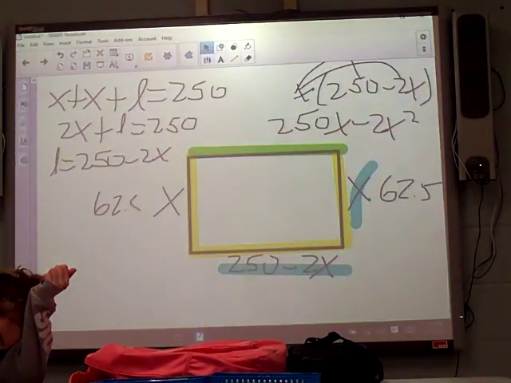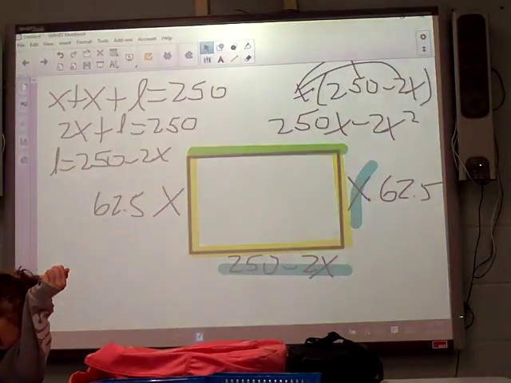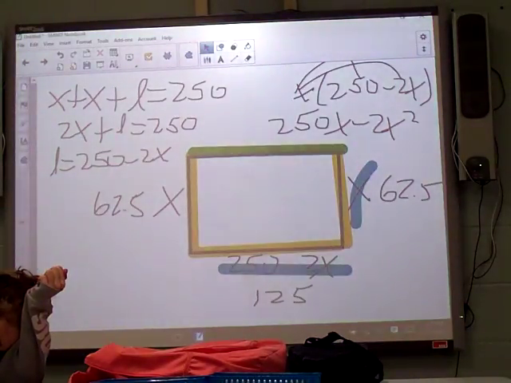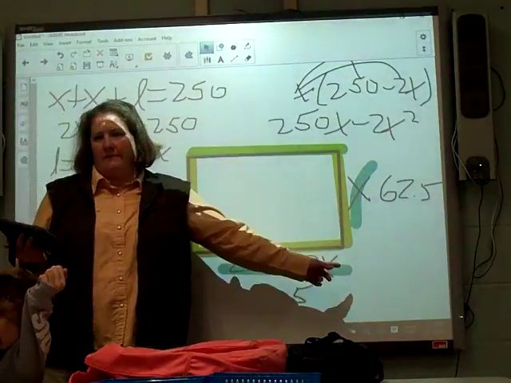Did you get it yet, Caleb? 125? Good, Rachel. Good, Caleb. So 125 feet of fence across there. So if we needed to tell him how far to measure out his stakes where he's going to put his string and line his fence, 62.5 feet by 125 feet.